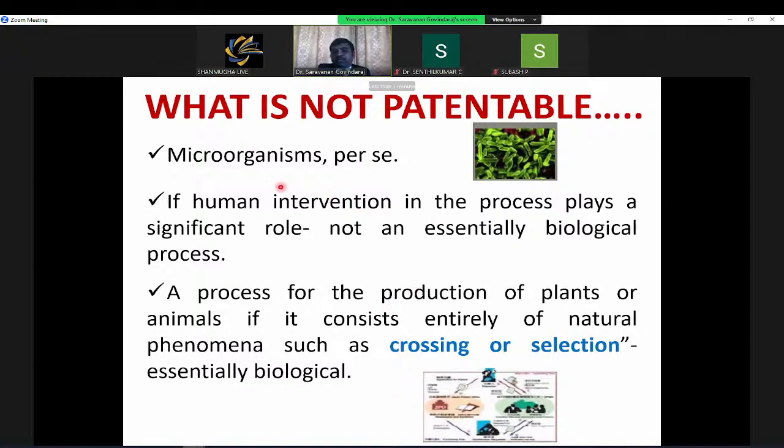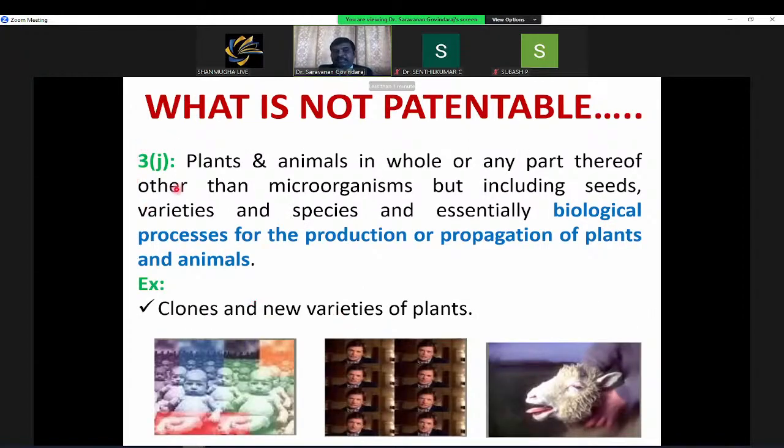Then microorganisms, and when you are doing a crossing and getting some new varieties, for example in plants, nowadays several crossed fruits and vegetables are coming, we can't get a patent for those types of crossing. That is according to section 3J.